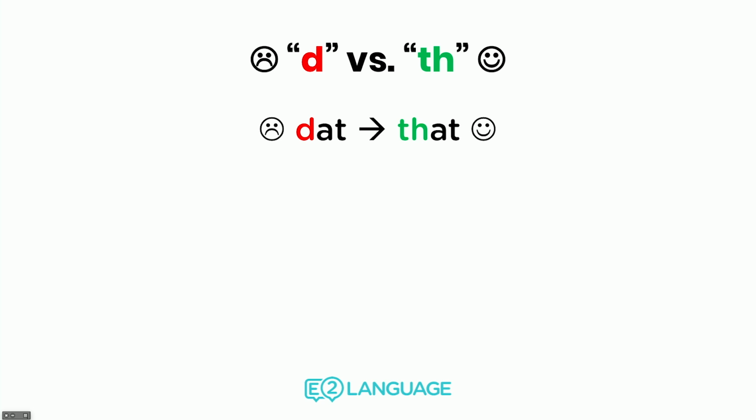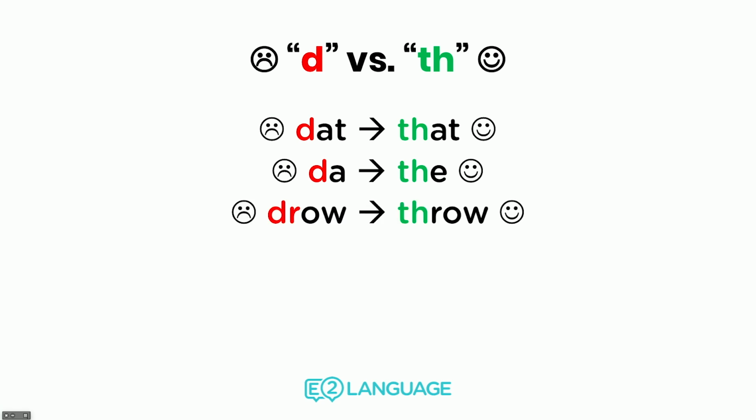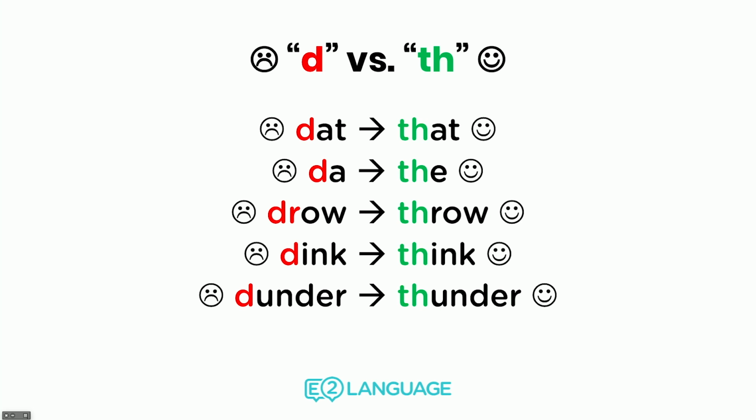So, don't say dat if you're trying to say that. Dat, that. Don't say da if you're trying to say the. Da, the. Don't say dro if you're trying to say throw. Dro, throw. Don't say dink if you're trying to say think. Dink, think. Don't say dunder if you're trying to say thunder.